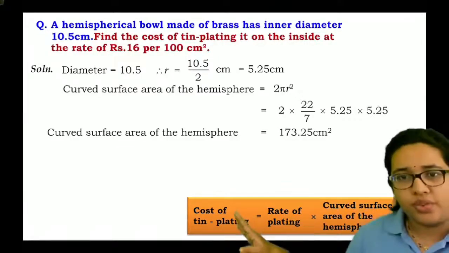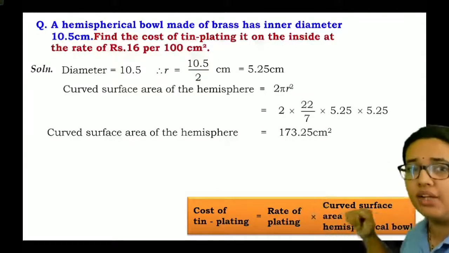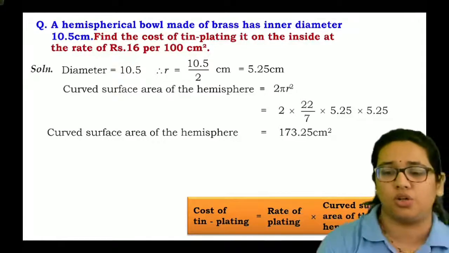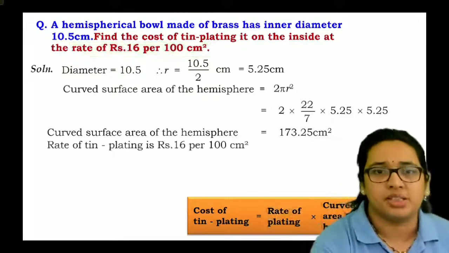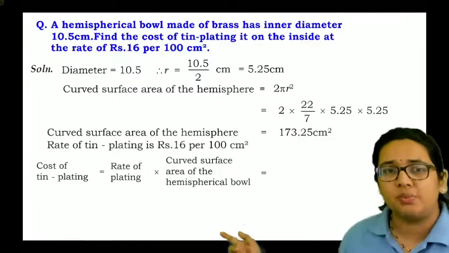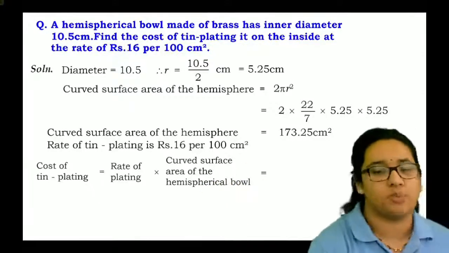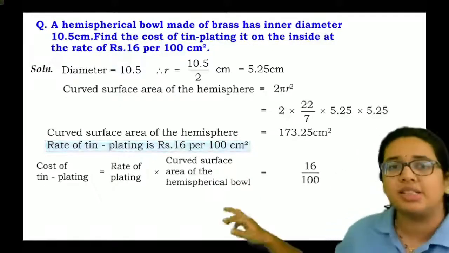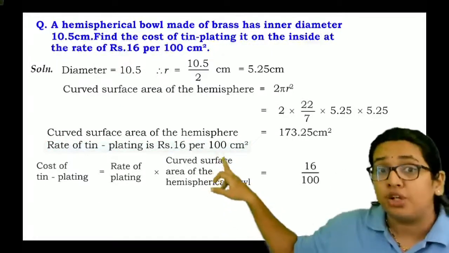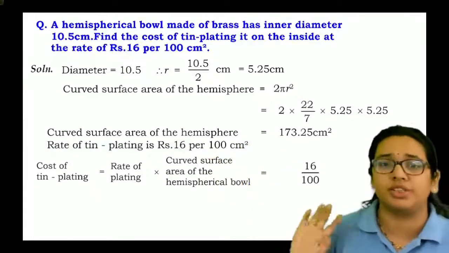If you have to find the cost, then we just have to multiply it by the rate of plating. Hence, the cost of tin plating equals the rate of plating into the curved surface area of the hemispherical bowl, that is 16. See, for 100 centimeter square it is 16 rupees.